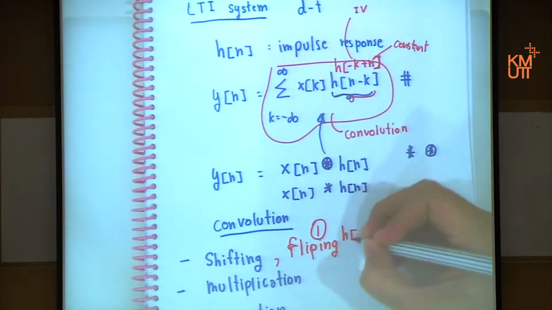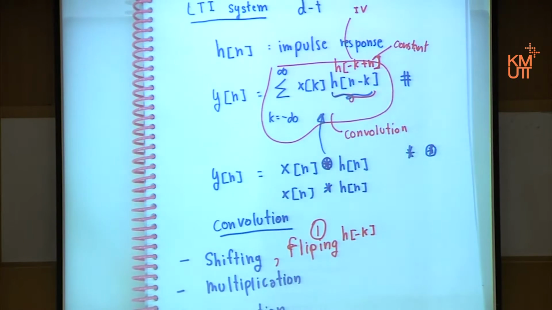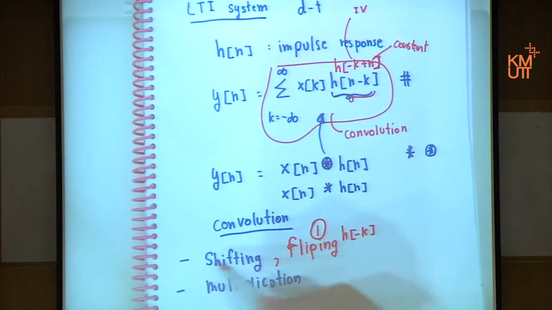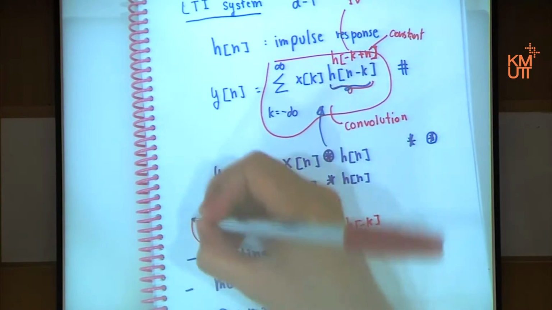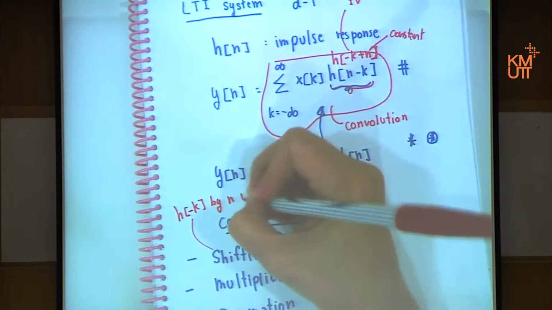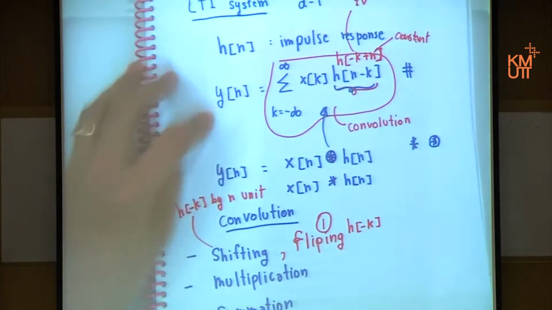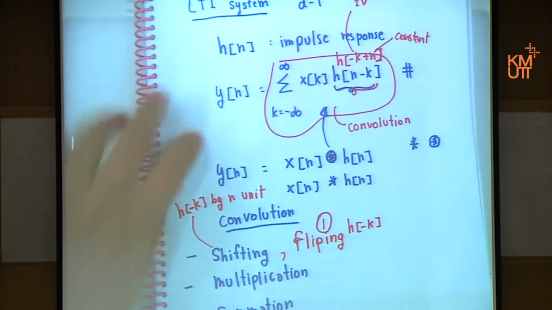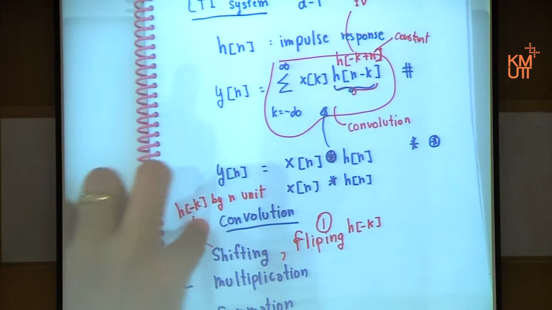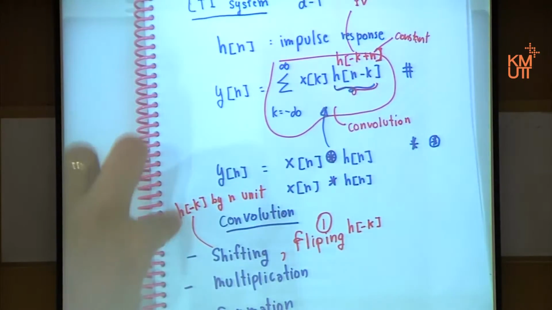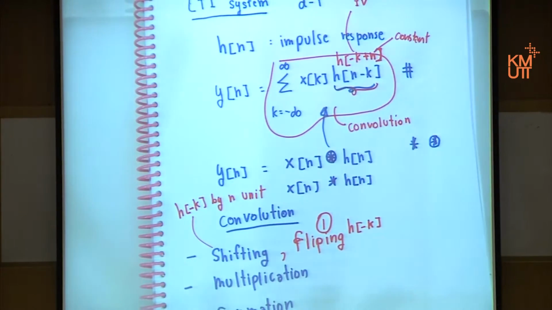After flipping, you get h[minus k]. Now you want to find h[minus k plus n], so you just shift h[minus k] by n units. If you want to find y[0], you shift h[minus k] by 0 units. If you want y[1], you shift by 1 unit. If you want y[minus 2], you shift h[minus k] by minus 2 units.